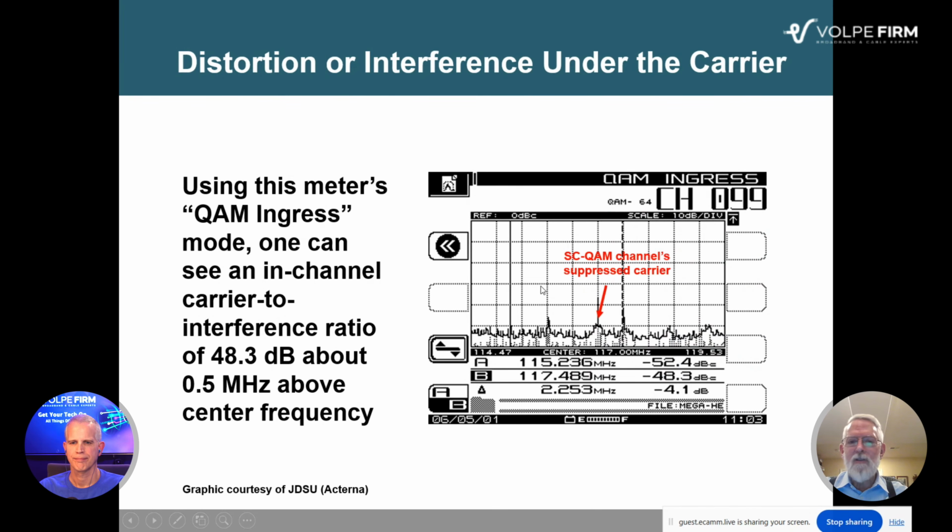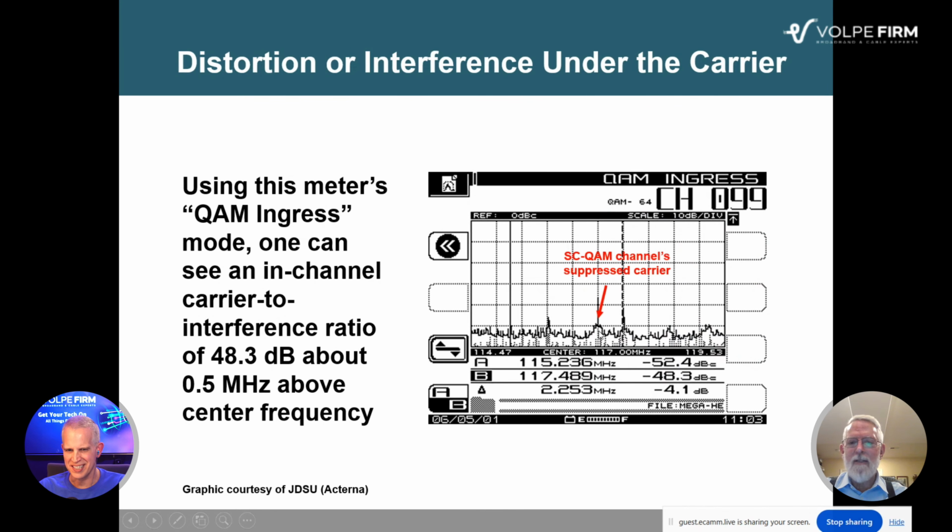So let's take a look. Remember earlier I mentioned that an SC-QAM signal is a double sideband suppressed carrier RF signal. There's the suppressed carrier right in the center of the channel. Don't think of that as distortion or something you need to troubleshoot. You'll never find it because this is supposed to be there. That is the carrier.